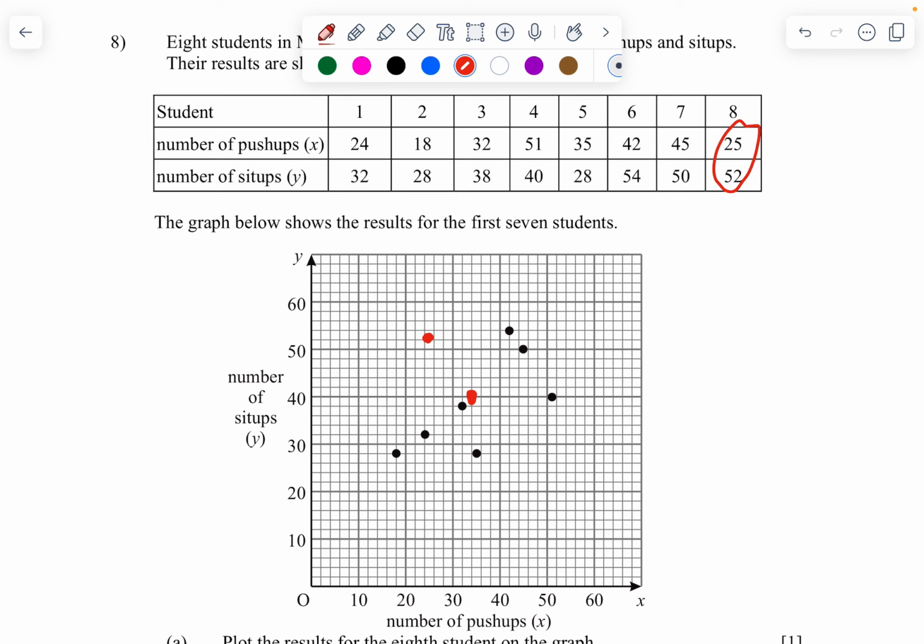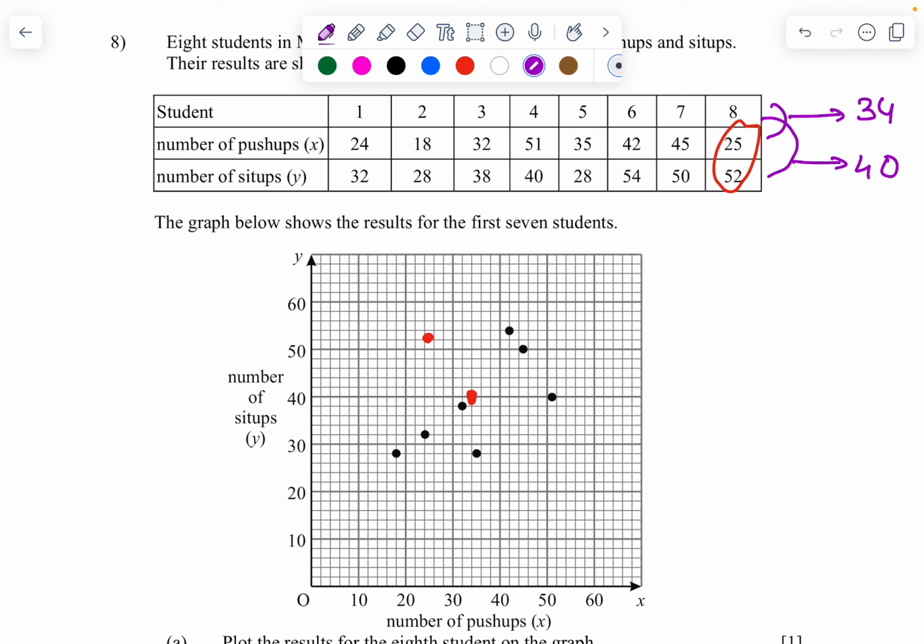From the calculator, you'll get the value of the mean, which is 40. So I'm going to calculate the mean for push-ups and also the mean for sit-ups. Mean for push-ups, when you calculate, you'll get 34, and mean for sit-ups, you'll get 40.